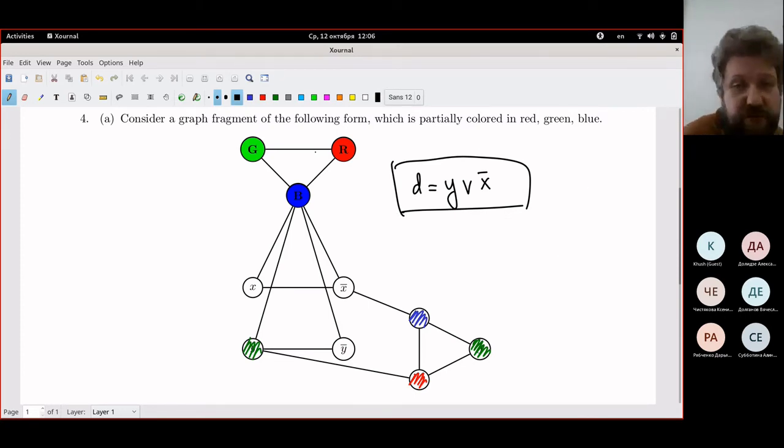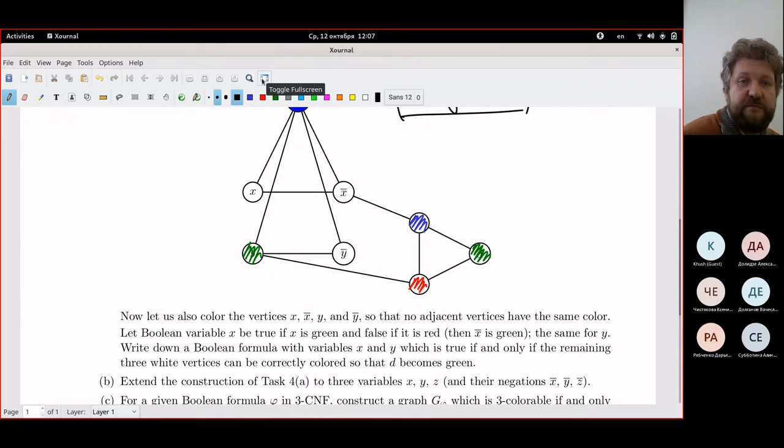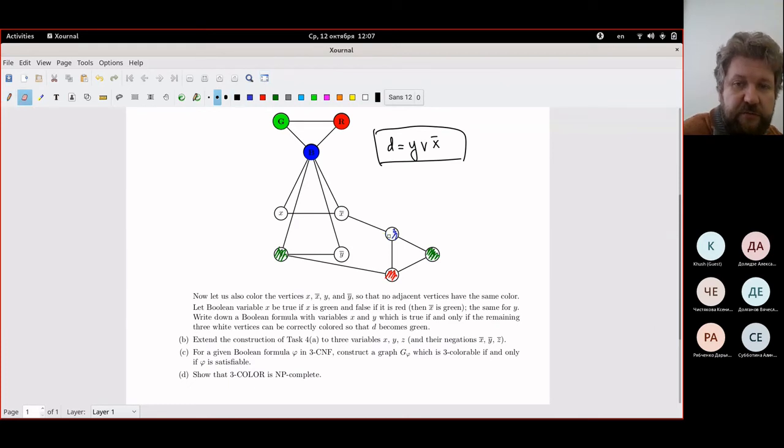So now the question for you is how to solve this. Let me remove this stuff, make it smaller. And now suppose we have Z, so we have an extra pair of vertices, and they should be connected in the same way. So both of them should be connected to B somehow. And suppose we need another D prime, which is, I don't know, Y or not X, or say not Z.